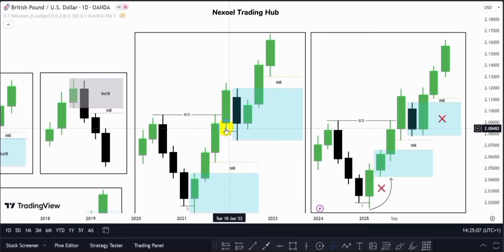This candle raided the low of this bullish candle. So this is our ideal candle to mark out. So we have the fair value gap here, which is the imbalance from the high of the first candle and then the low of the third candle.